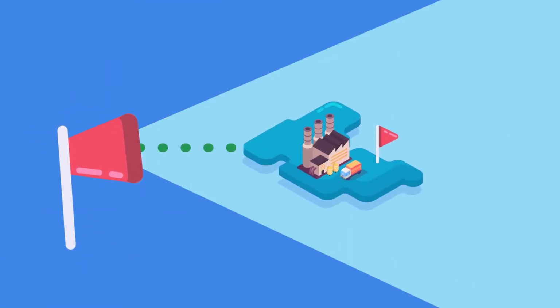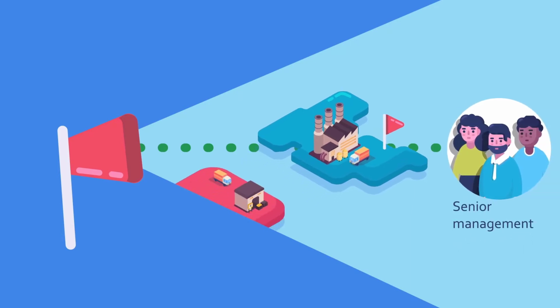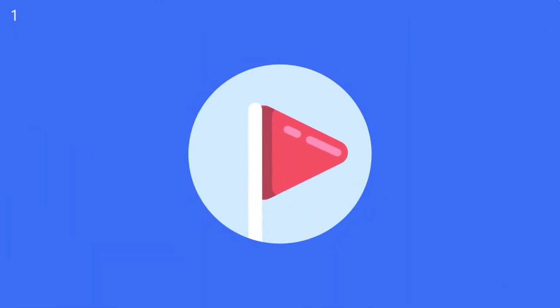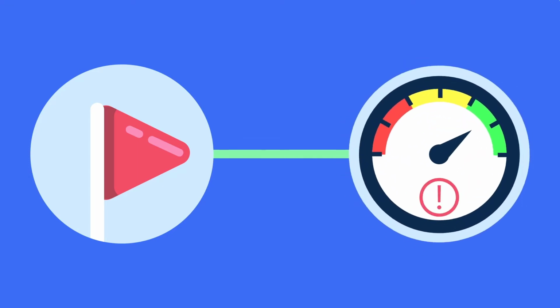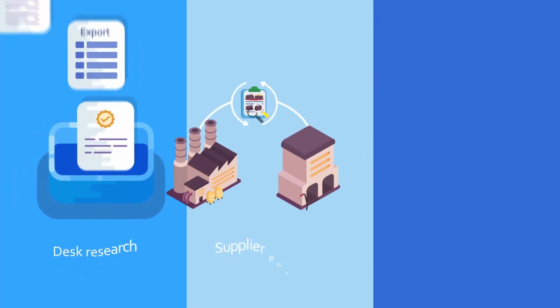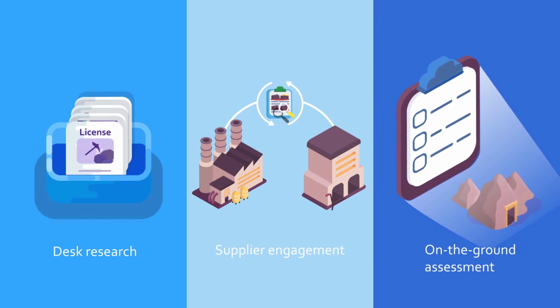If the red flag review process reveals that there are red flags, you should notify senior management that red flags were found and what they are. A red flag doesn't always show that there is an actual adverse impact. It just means that there's a higher likelihood of risk. If so, you'll need to carry out a deeper risk assessment through desk research, supplier engagement, and on-the-ground assessment. This will be discussed in more detail in the next module.